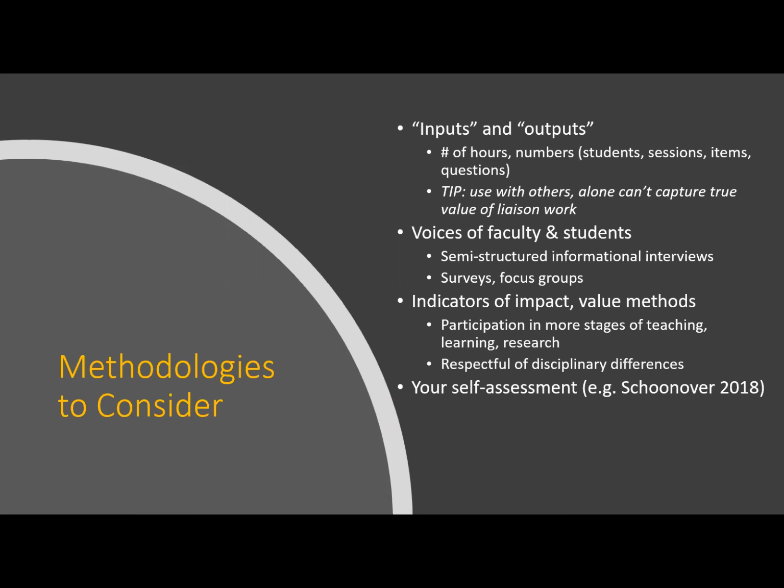The first one that you're probably really used to is inputs and outputs. It's the how many question. How many hours, how many students, how many sessions, how many items, how many questions. It's interesting, but I think it's most powerful when it's used with other measures. Alone, it can't really capture the true value of liaison work because busy, as we know, is not necessarily better.